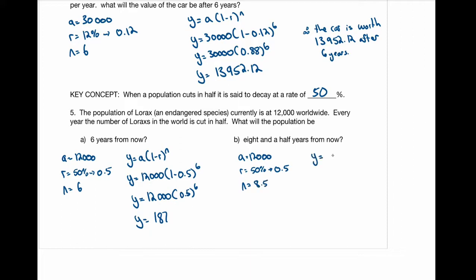So in my equation, y equals a times 1 minus r to the power of n. 12,000 times 1 minus 0.5 to the power of 8.5. I can simplify my bracket to just 0.5. And when I solve, I should get 33. So after 8.5 years, I will have 33%, or not 33%, sorry, 33 individuals left.